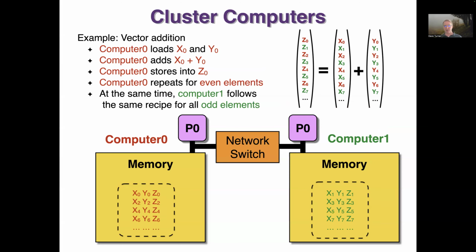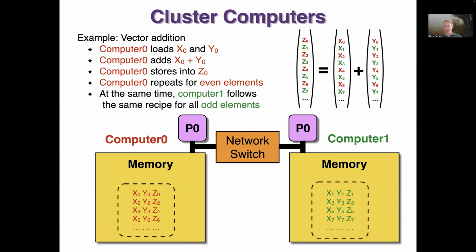So if we just take the simple example again of the vector addition, then you as the programmer would have to decide how to divide the vectors up. And what I've done in this case is I've chosen to take all the even numbered elements and put them on computer 0, and all the odd number elements and put them on computer number 1. I could just as easily have decided to put the first half of each vector on computer 0 and the second half on computer 1. It wouldn't have mattered in this case.